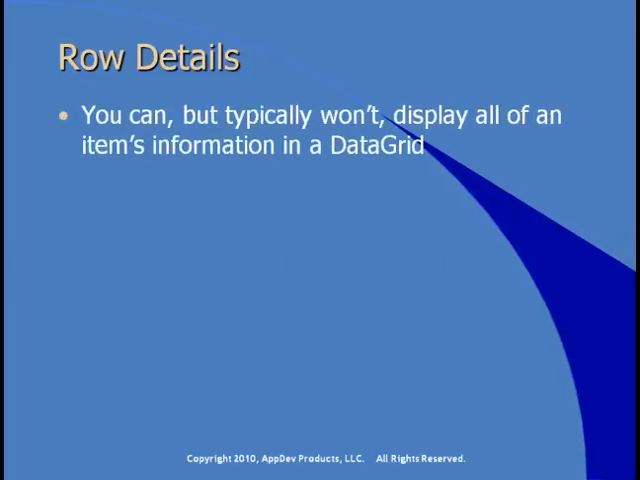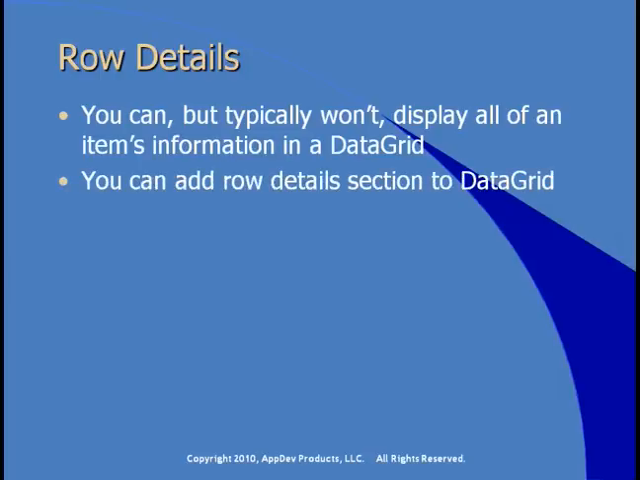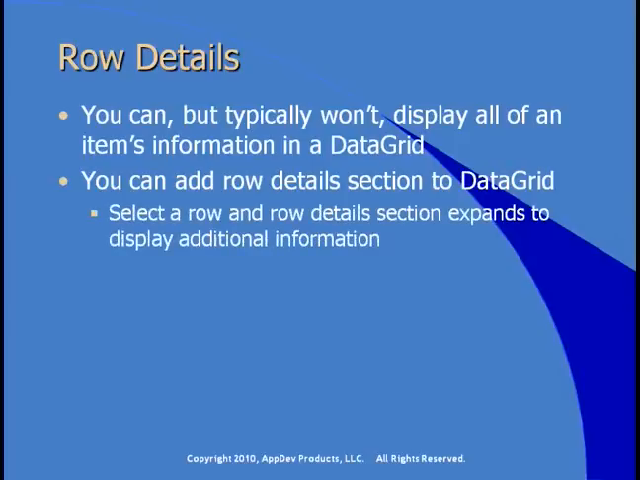So you've just seen that you can display all of an item's information in a data grid. So our first example was a data grid that displayed all of the information for a customer. You can do that, but you typically won't. You saw one way around that, which is to have a grid with text boxes below the data grid. Another way is to use a row detail section in the data grid. And the way a row details section works is that you select a row, and then the row details section expands to display additional information. So it basically works like an expander control, where it has a collapsible region of content.